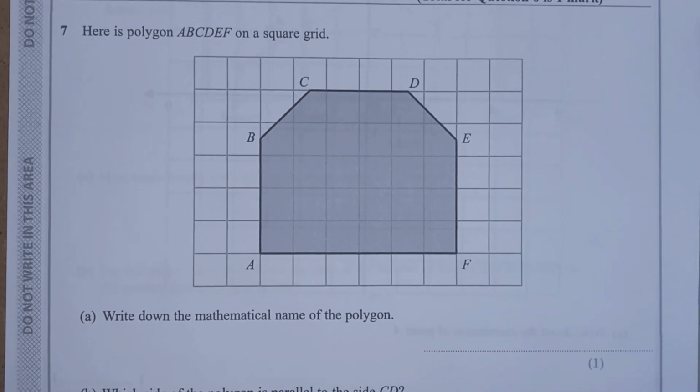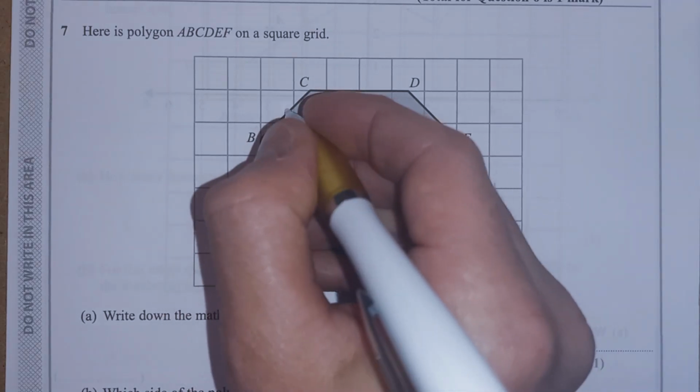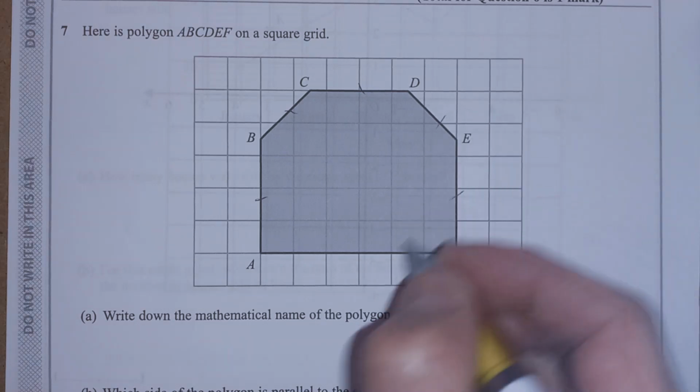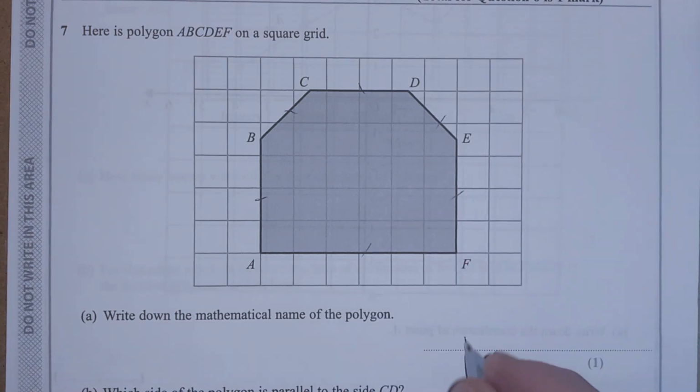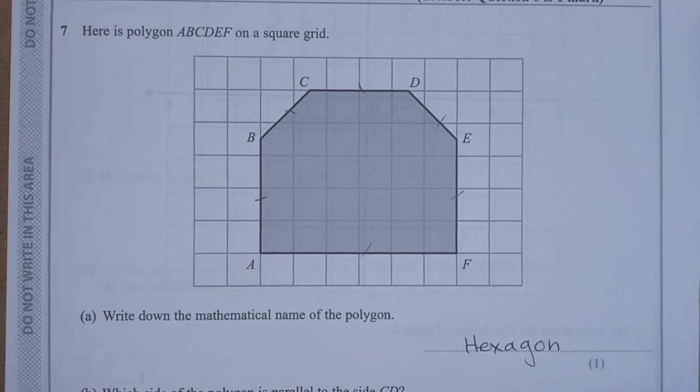Question 7. Here is a polygon, A, B, C, D, E, F. Basically it's showing you all the corners of it, and it's on a square grid. Write down the mathematical name of the polygon. Well, it's got 1, 2, 3, 4, 5, 6 sides. So that is a hexagon.